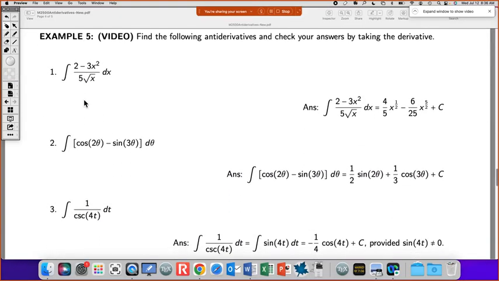All right, now, example 5 is a video. So once again, that would be a recommendation. When you're off looking at calculus again today, the first thing I would do is review what we did together and then try example 5. I've got the answers there for you. All right, and there's a video of me working through all of these if you get stuck. Okay.